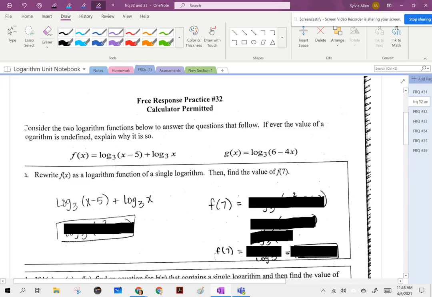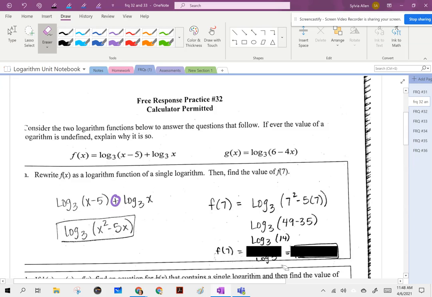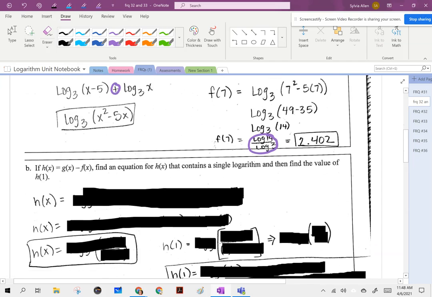So if I take f of x, remember that addition is going to mean that we're going to multiply those together and then find the value of f of 7. So this I'm just now substituting and calculating. And then I need to be able to get that answer by going change of base. So log 14 divided by log 3. Go to 3 decimal places and I get 2.402. Okay. All right, on B.